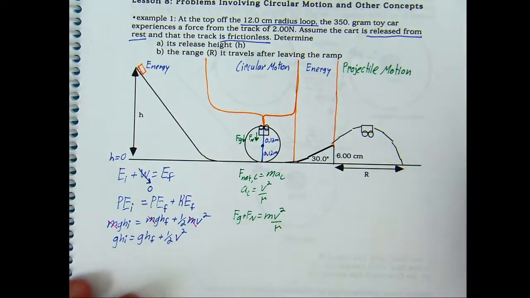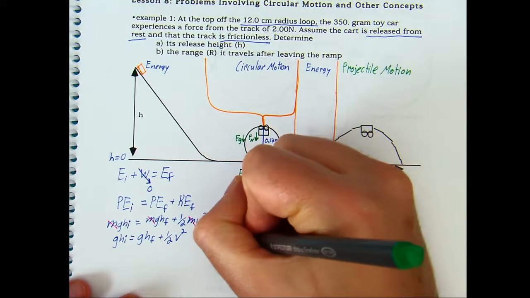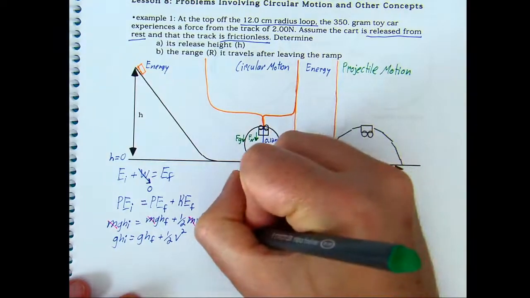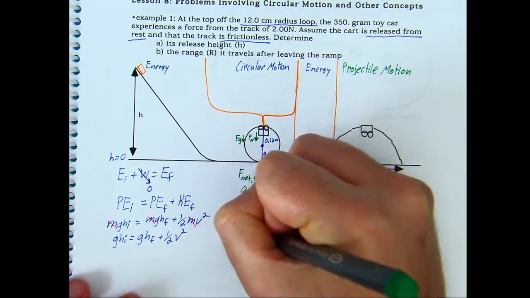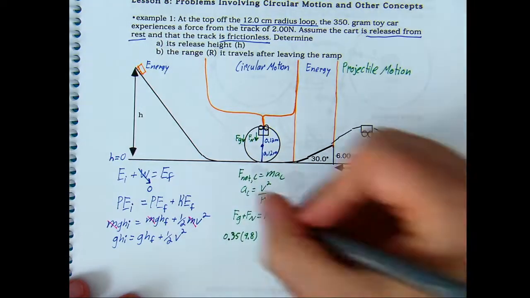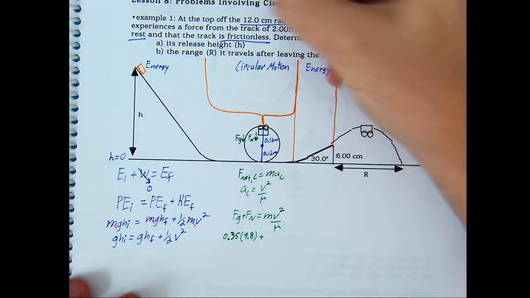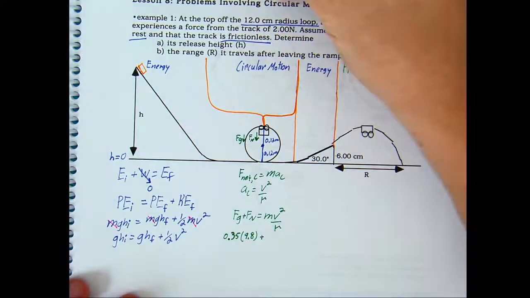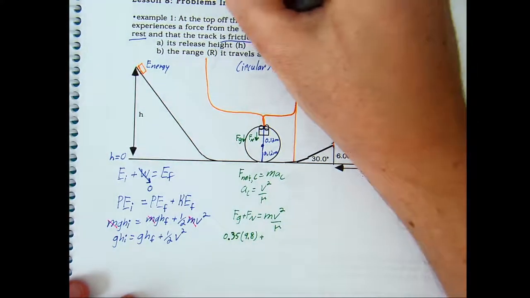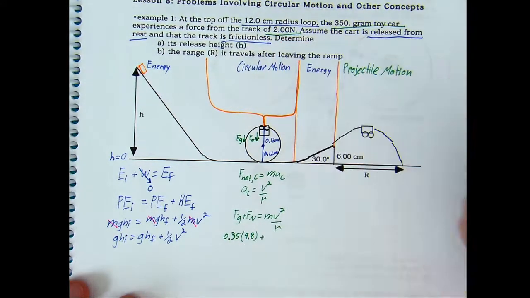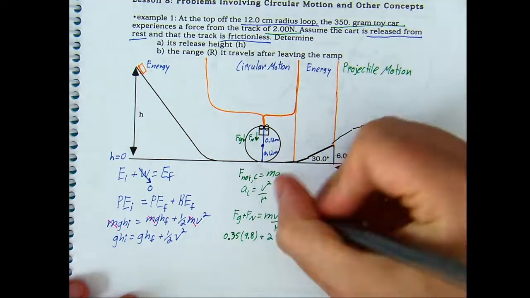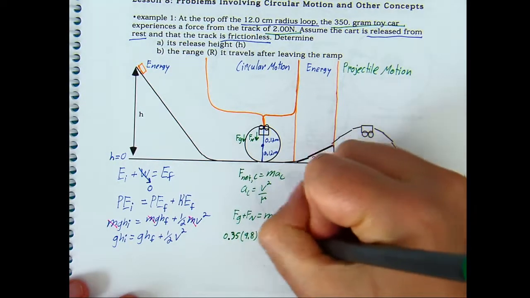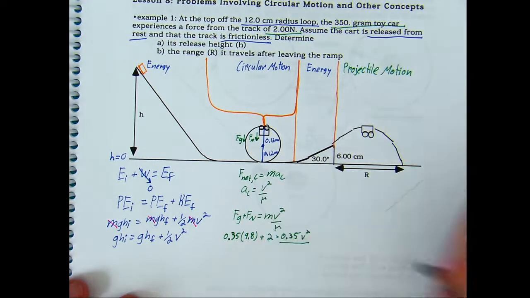So we know Fg. Fg equals mg, and we are told the car weighs 350 grams, so mg is going to be 0.35 times 9.8. We're told that the car experiences a force from the track of 2 newtons, right there. So it's going to be that plus 2 equals 0.35 v squared over r, and now the radius of the loop is 0.12 meters.